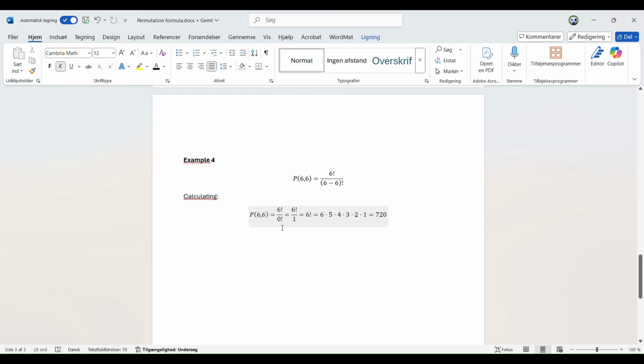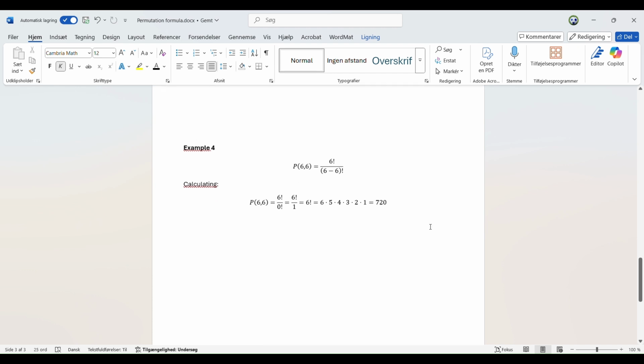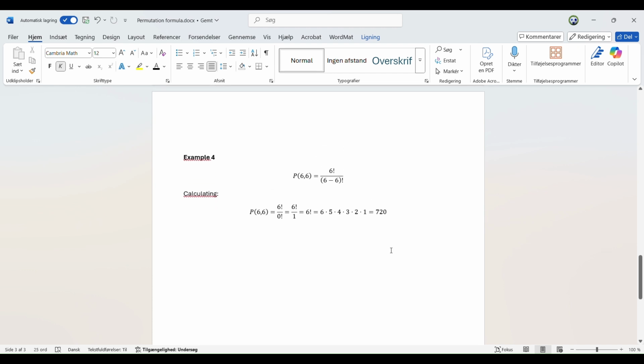And 0 factorial equals 1, that's a special case, so 6 factorial divided by 1, that's just 6 factorial, and that would be like 6 times 5 times 4 times 3 times 2 times 1, and if you use your calculator you would get 720 ways of taking out 6 elements out of 6 elements and putting them in a specific order. So that was example 4, the last one in this video.